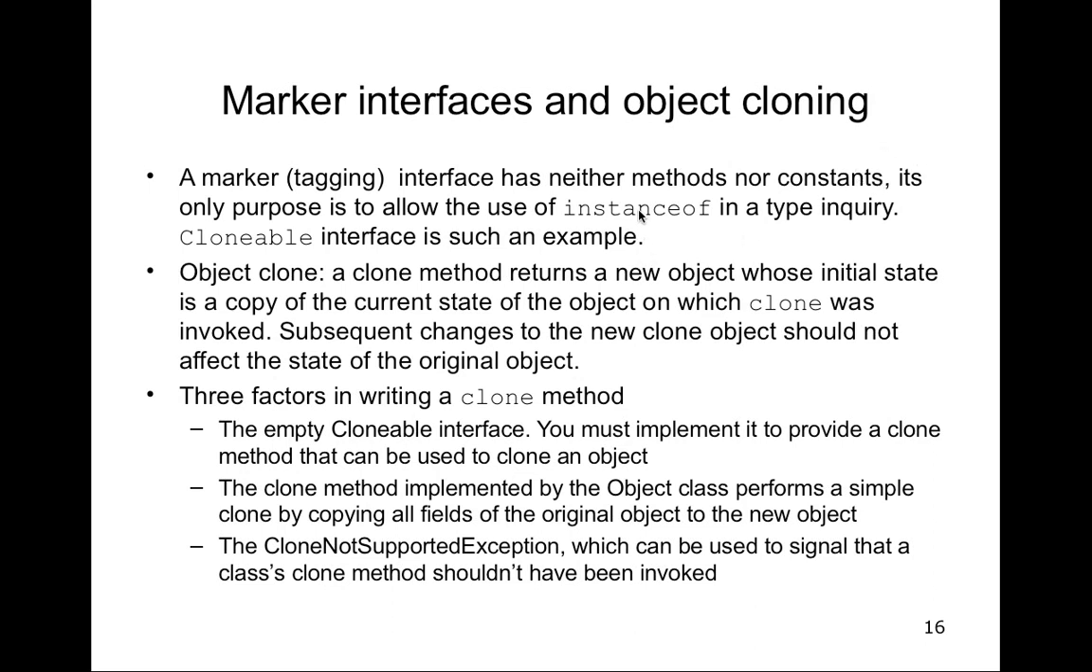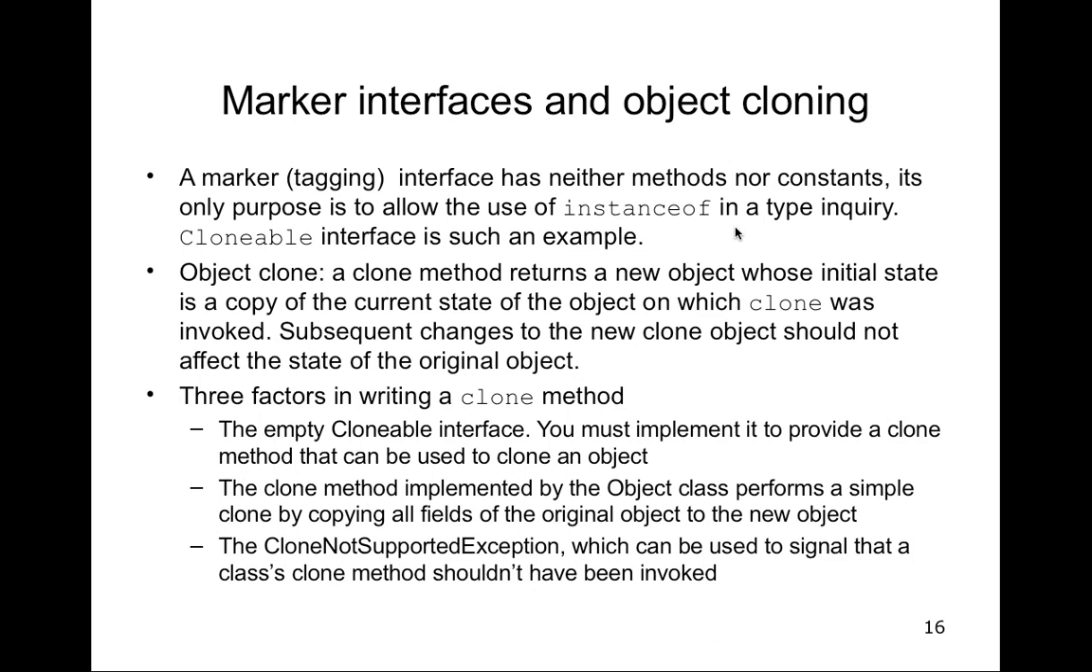So the marking or tagging interface has neither methods nor constants in it. Its only purpose is to allow the instance of to work. So I can say, is this an instance of person? Yep. Is that an instance of person? Yep. We're all people. It's kind of like giving you a special ID card and putting a number on there and you all have the same number, because it's all inside of your implementation. So you're all compatible. So you all get in, or you all have access to something, or you all have something that we needed you for. So that concept is called tagging.